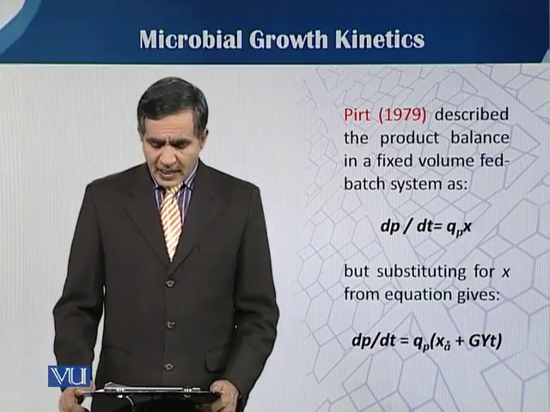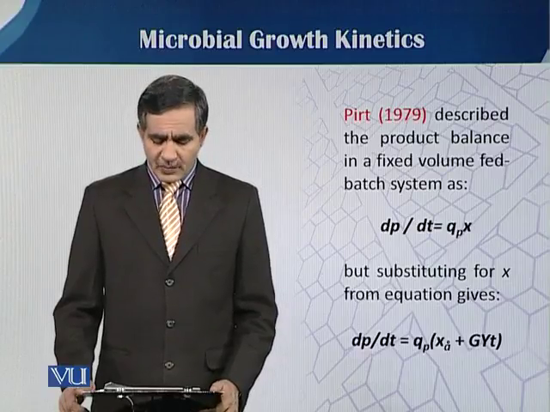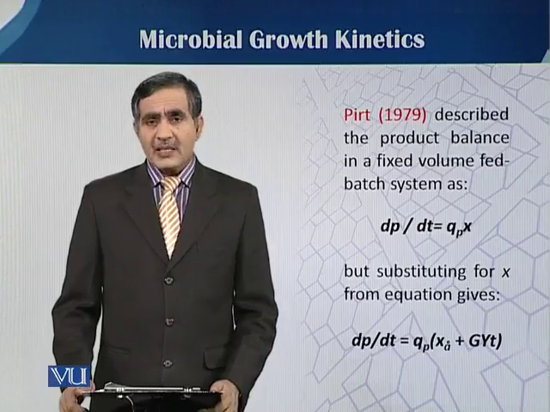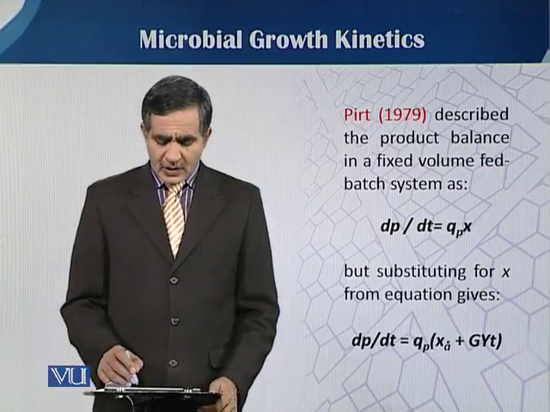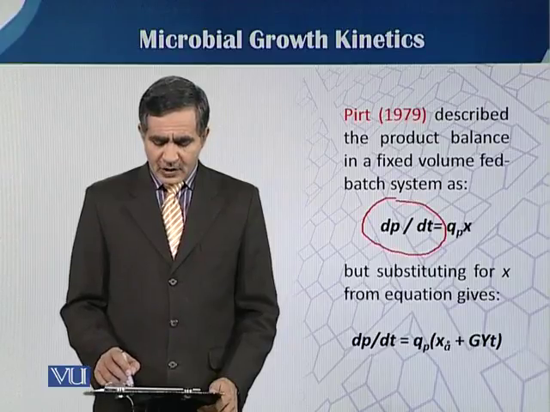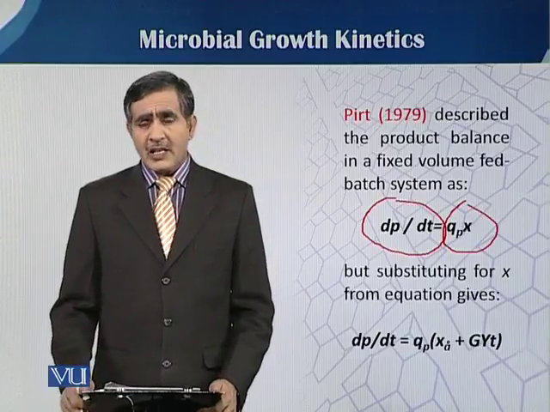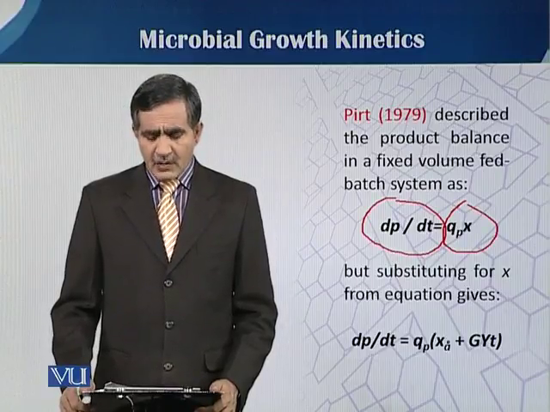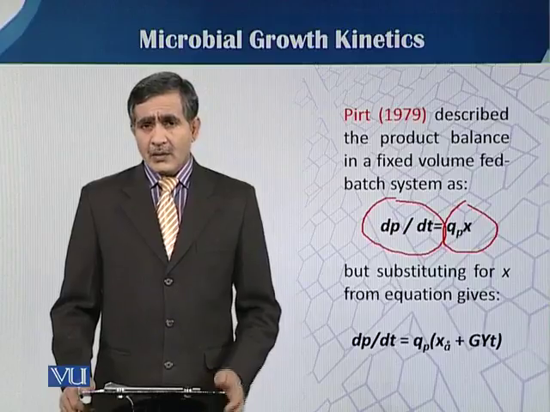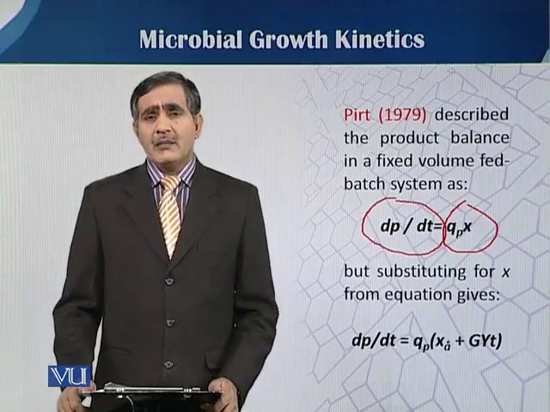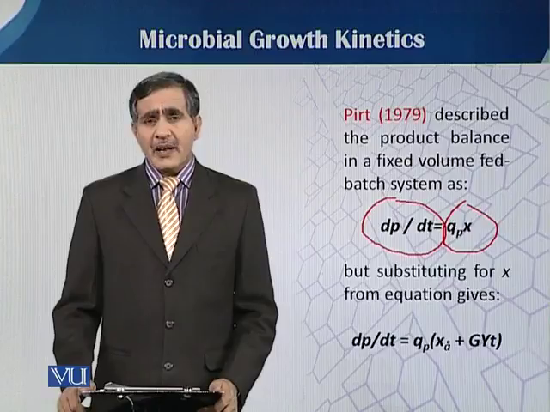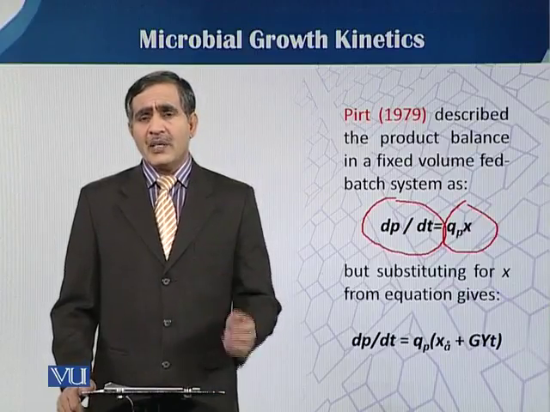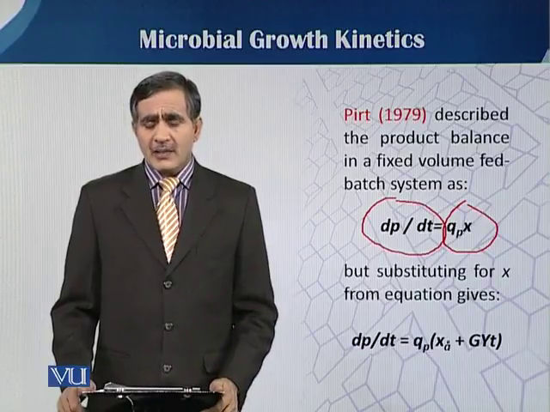So as Pirt described the product balance in a fixed volume fed batch system, we can say that dP over dt is equal to Qp times x. So the change in product concentration with respect to time is Qp dot x. This equation is basically for the kind of product which is directly associated with the biomass. As the biomass increases, it has an effect on the change in product concentration.